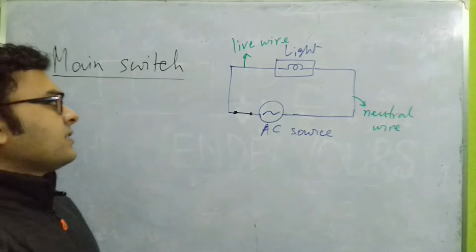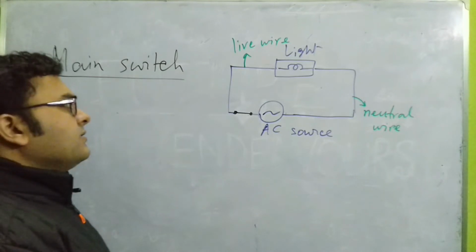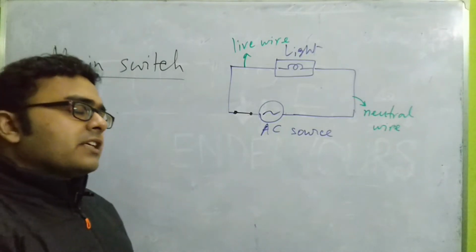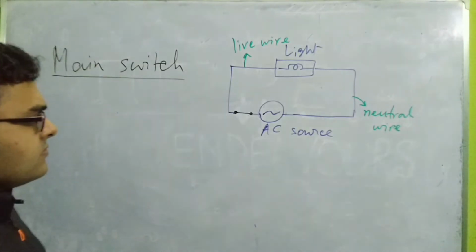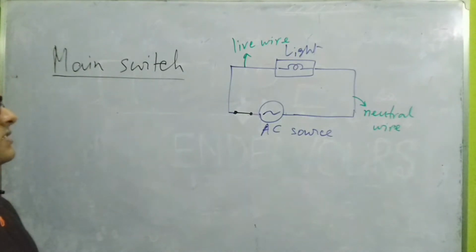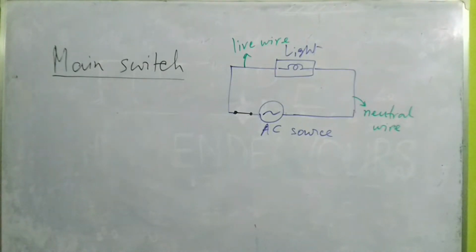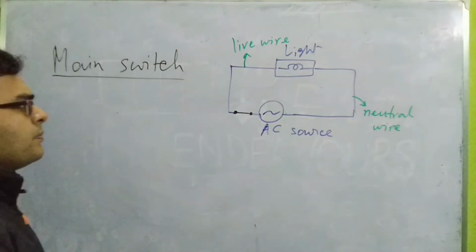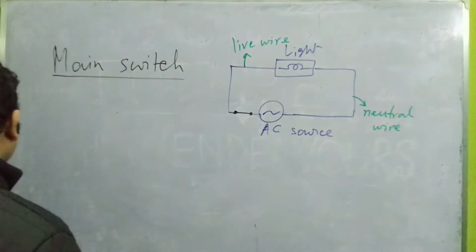Live wire carries the current from the source to the light, whereas the neutral wire carries back the current from the electrical appliance, here this light, to the source. Fine. Now, what is the main switch? We are discussing the main switch from when it was important for you to understand the concept of switch. I have also discussed the concept of live wire and neutral wire. Now, coming to the point, main switch.